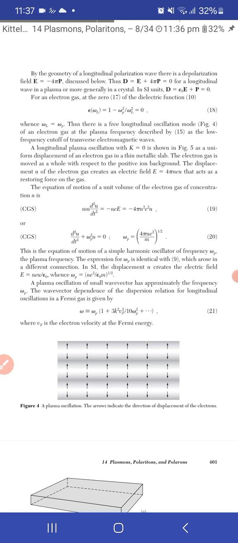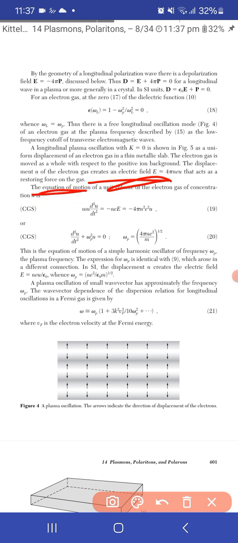The electron gas is moved as a whole with respect to the positive ion core background. The displacement u of the electron gas creates the electric field E equal to 4 pi n e u. Okay, so this is also creating an electric field that acts as a restoring force on the gas. The equation of motion of this is n m d squared u by dt squared equal to minus n e times 4 pi n e u, that is, minus 4 pi n squared e squared u.